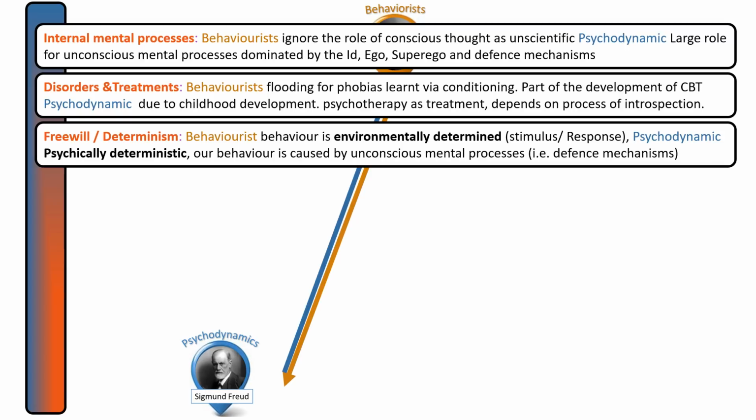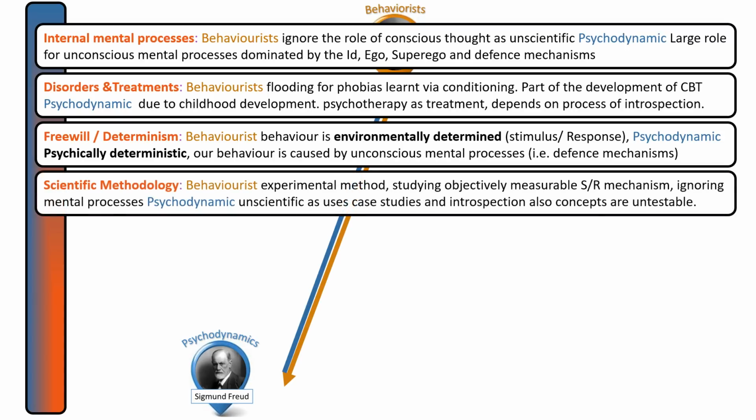Next up, let's talk about scientific methodology. Now, the behaviourists are seen as very scientific. They focus on the experimental method and they try to study objectively measurable stimulus and response mechanisms. Anything that can't be studied objectively, like internal mental processes, is completely ignored. Psychodynamics, on the other hand, are seen broadly as very unscientific. It tends to be based heavily on the use of case studies, which then perhaps inappropriately are used to make general laws of behaviour, and also the use of introspection, which many would argue is quite biased.